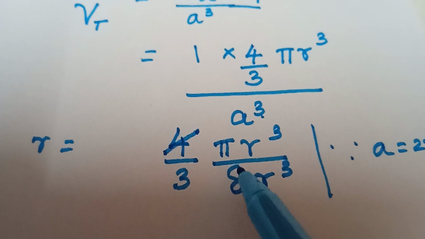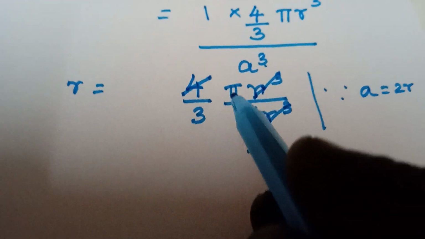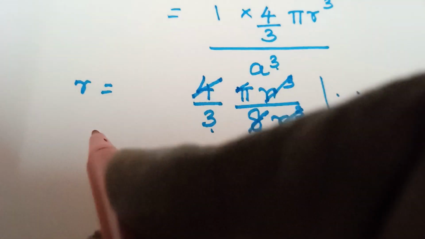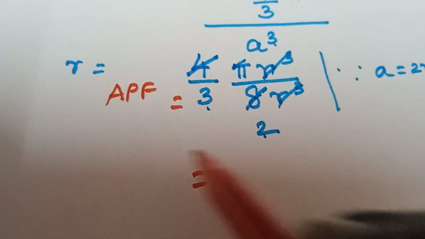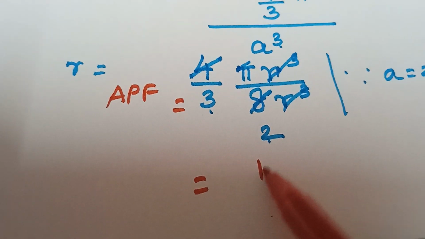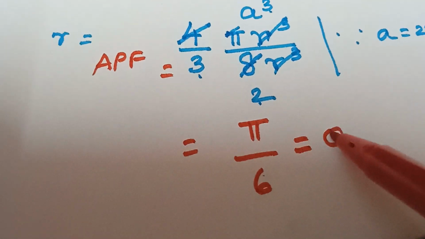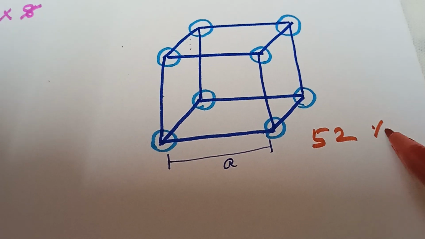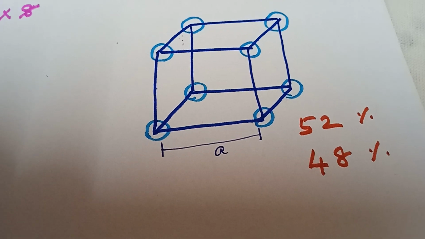Then 4 and twice, r cube get cancelled off, so we get pi, and 3 into 2 we get 6. Therefore the atomic packing factor of simple cubic crystal structure is pi divided by 6. If we calculate this, we get 0.52. That is, in the simple cubic unit cell, 52% is packed with atoms and the remaining 48% is vacancy.